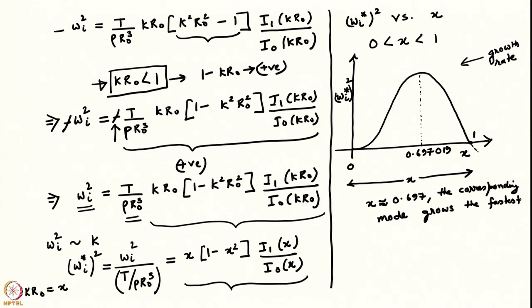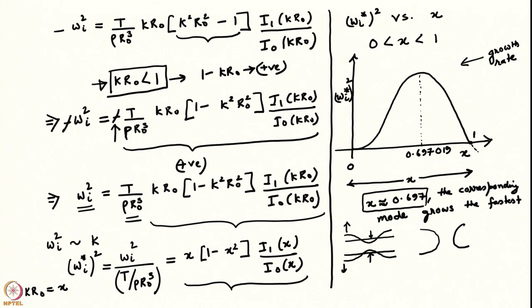This has consequences because this mode can actually cause disintegration of the filament. So we have a mode which is like this, and it is going to grow in time, the crests are going to go outward, the troughs are going to go inward, and this will cause the disintegration of the filament into drops. This number can help us estimate the sizes of the drops that are going to be generated. So this is the physical meaning of this number. So kr0 equal to 0.697 is the fastest growing mode.